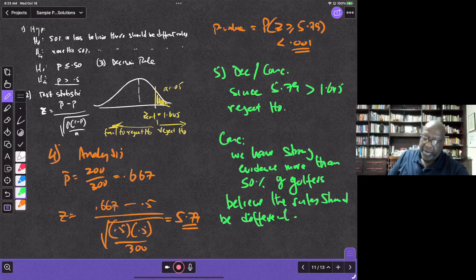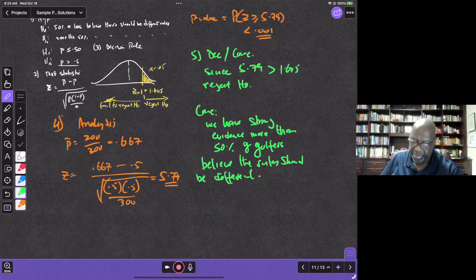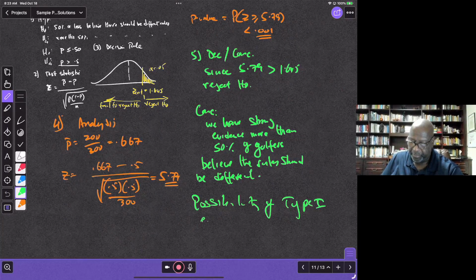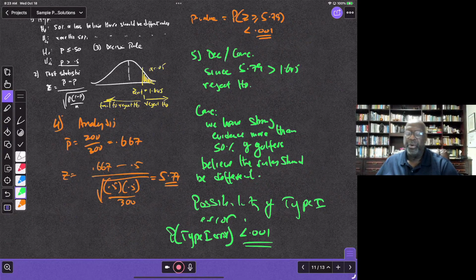So, can we commit an error? The answer is yes, but in this case, the possibility of type 1 error, okay? And that probability of type 1 error is less than 0.001 for this test. Good. So we are taking much less risk than the 5%, so it's okay to reject the null hypothesis.